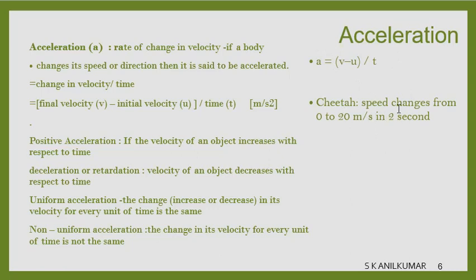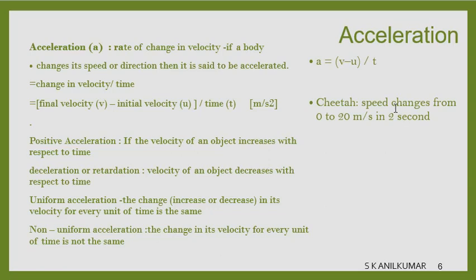Cheetah. What is the speed of a cheetah? It is the fastest animal we know. What is the speed? 0 to 20 meters per second. It goes from 0 to 20 in 2 seconds. Right? So this acceleration, that is the rate of change of velocity, can be positive or negative.